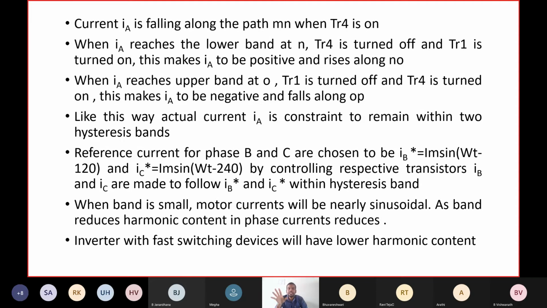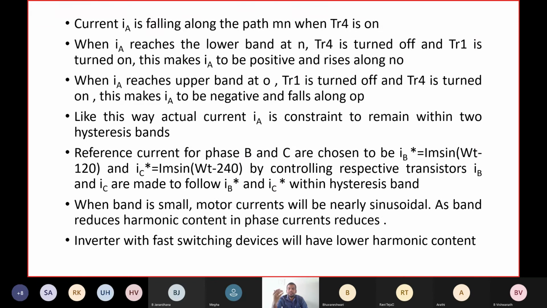As I told, this is for phase A. I hope people have got the concept of how the sinusoidal reference current starts flowing in the hysteresis bands. Similarly for phase B and phase C. In phase B, this is with respect to 120 degrees lagging. Phase C is lagging by 240 degrees.